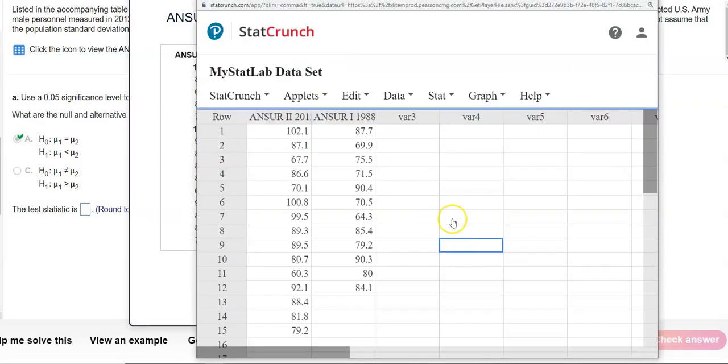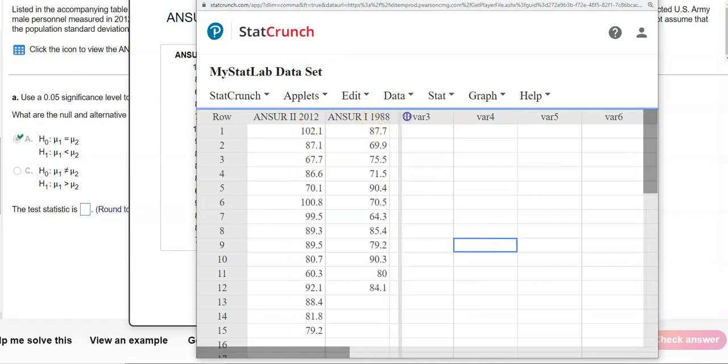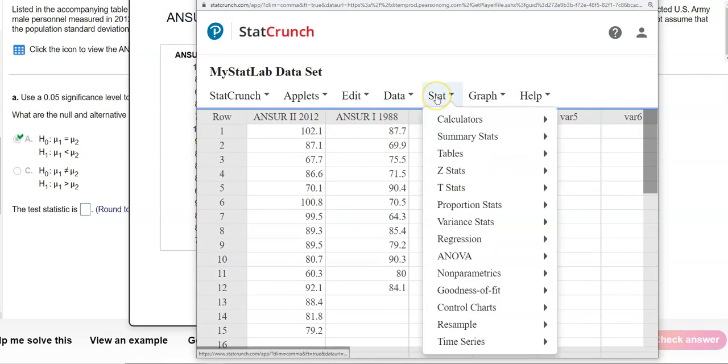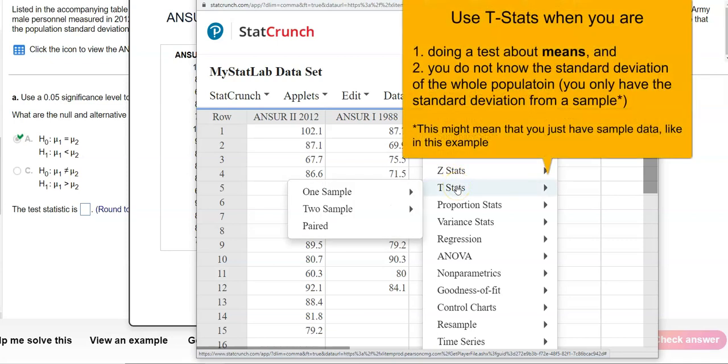Okay, so you can see that we have the 1988 numbers in the second column and the 2012 numbers in the first column. All of the hypothesis tests we do are going to be under the Stat key, and for this one we're going to select T Stats. Remember, we use T Stats if we're doing a test about a mean and where we only know the standard deviation from a sample, not from the whole population. They did not tell us the standard deviation from the whole population in this question.